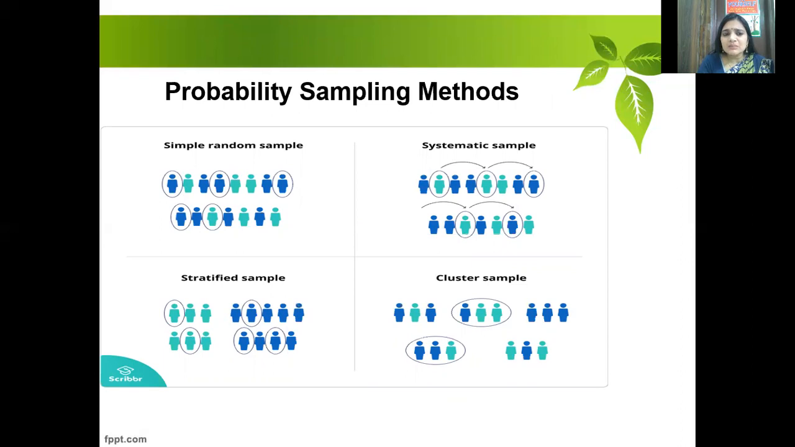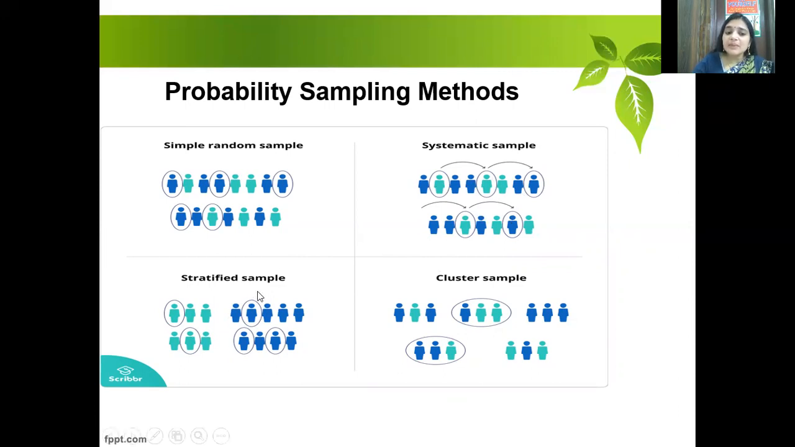For example, in the simple random sampling method, you can choose people randomly from the whole population. Then systematic random sampling, like we can see, every third or fourth person we are trying to choose. Like this, we can choose every third person, or every second person can be chosen from the whole population. It depends on the sample to be selected out of the whole population.